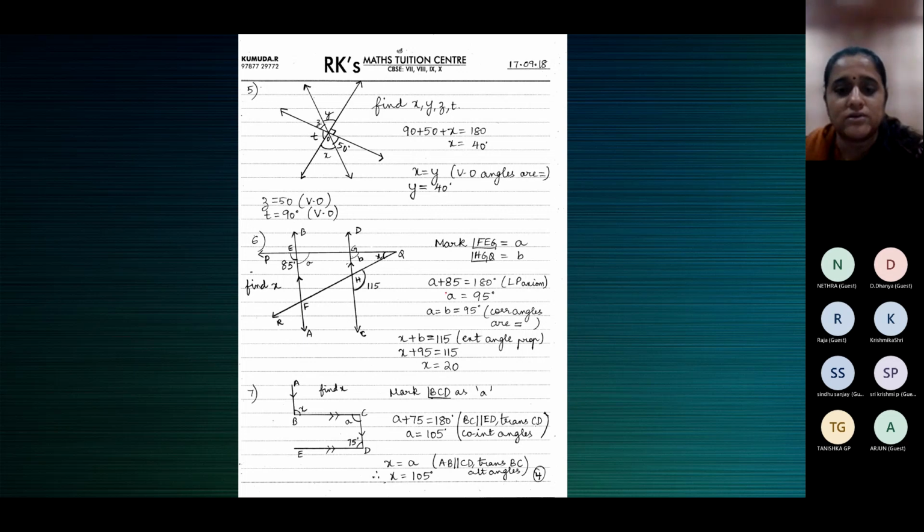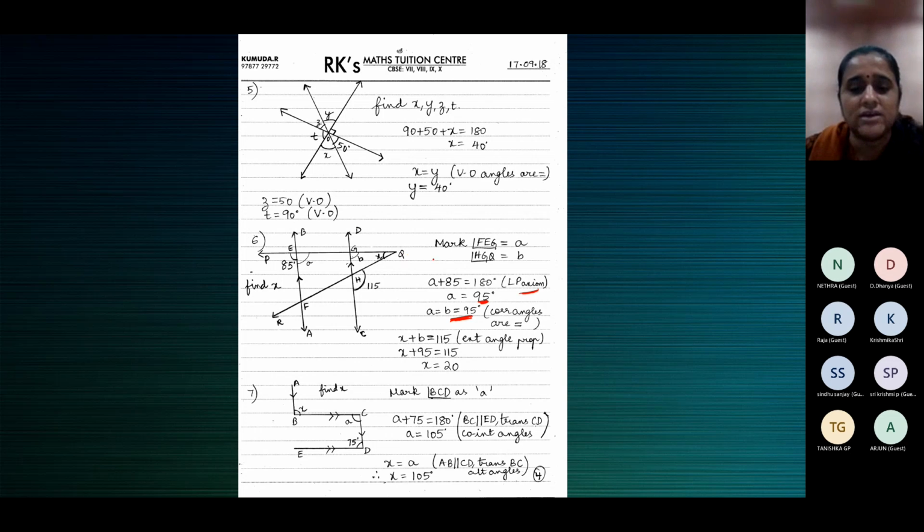So see here. First you find A using a linear pair, 95 degrees. Then A is equal to B. Corresponding angles are equal. Please mention the parallel lines, whatever they are, they are parallel. This is the transversal. So corresponding angles are equal. So B is 95 degrees.